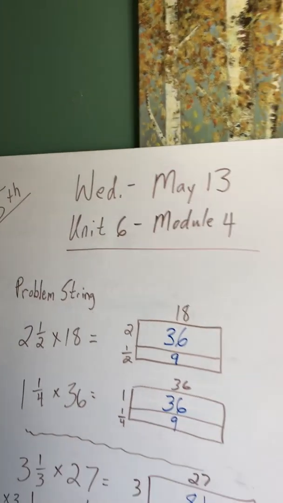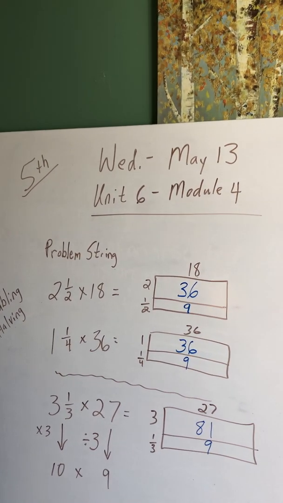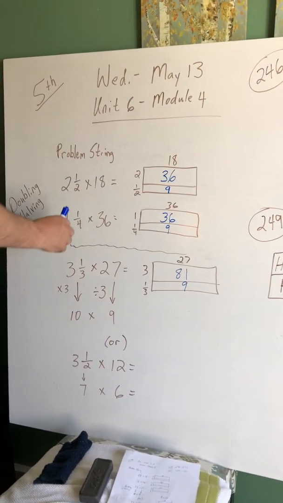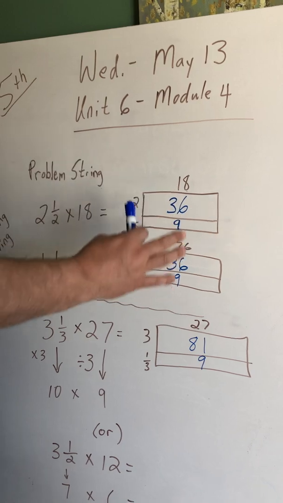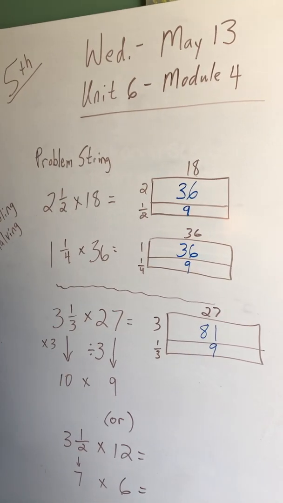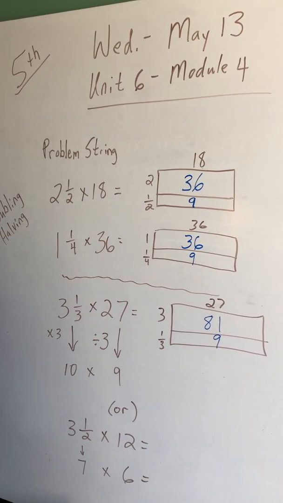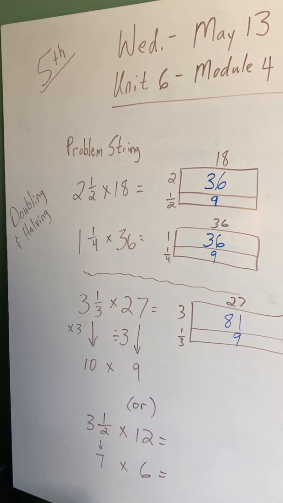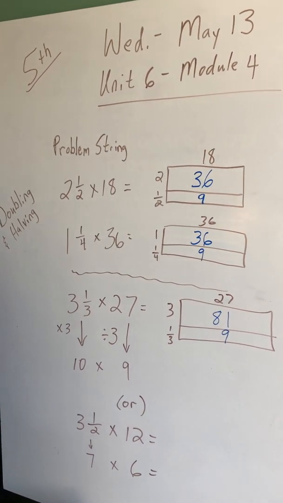All right, so as we start Module 4, we had a problem string in our teacher's guide. I cut it in half because we're working on time limits for these videos. So the problem string here was 2.5 times 18, and the 5th grade Bridges wants you, yes, I know Toby's thinking right now, well, this is 5/2 times 18 over 1. I know, but Bridges wants you to see the area model, okay?